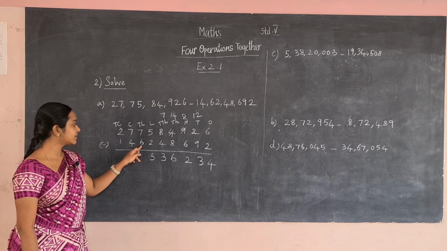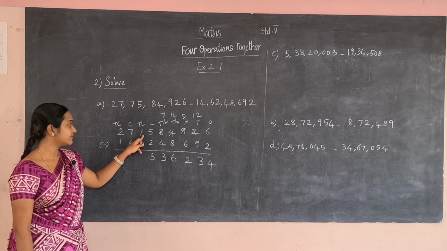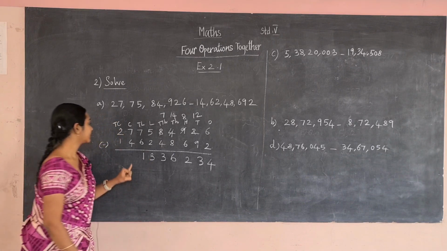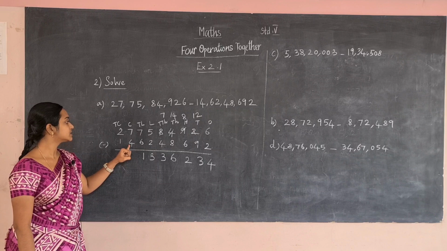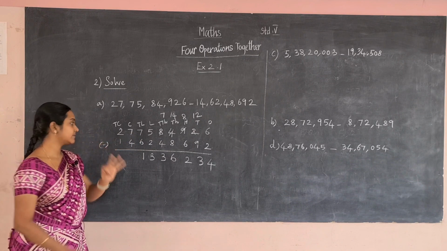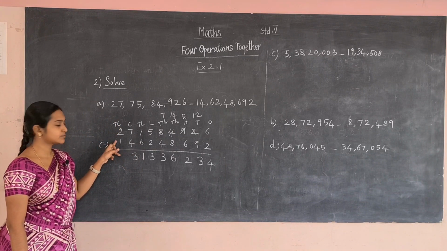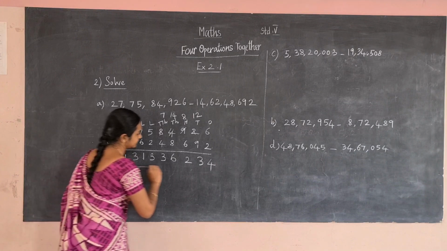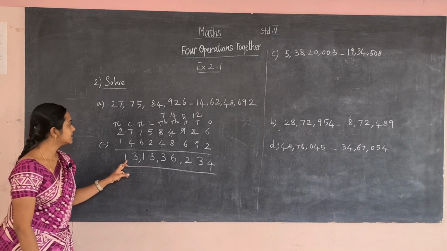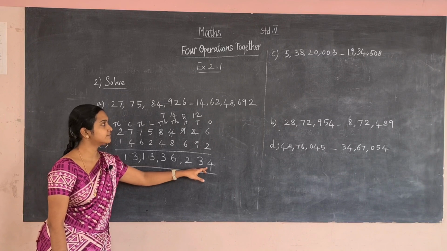Now start counting from 6 until you reach 7. That is 6, 7. We have 1. 7 minus 4. Start counting from 4 until you reach 7. So it will be 5, 6 and 7. So the answer will be 3. We know that 2 minus 1 will be 1. So the answer is 13 crore 13 lakhs 36,234.